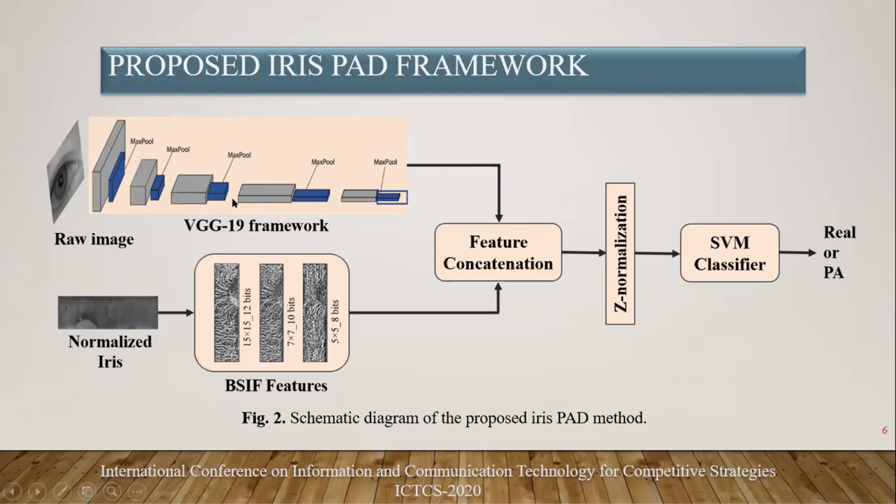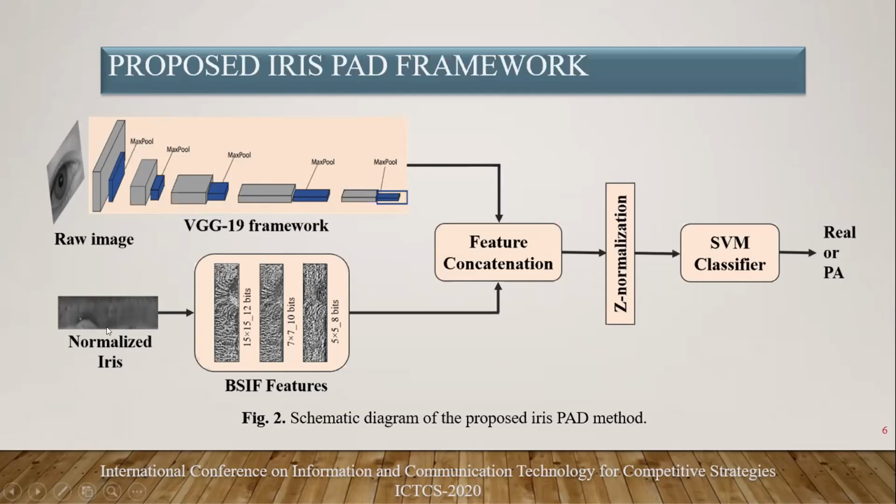And here, the VGG19 model that we are using is a prominent deep learning based model, which is used in the computer vision domain for feature extraction and classification. And the BSIF filters that we are using are three different filters of different scales. The VGG19 framework is utilized for extracting features from the raw iris image, and the BSIF filters are extracting features from the normalized iris.